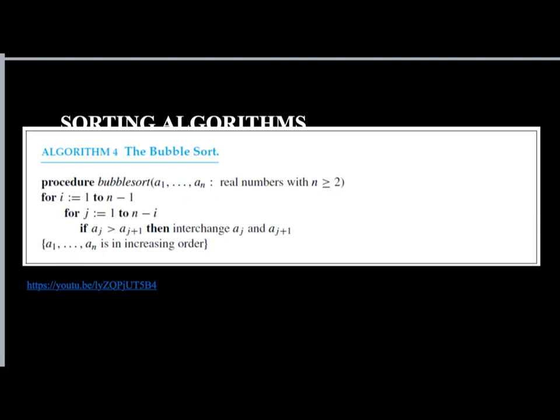I'm also going to define a second loop construction with for j equal to 1 to n minus i. So for every value of i, there's going to be a value of j assigned. And if a sub j is bigger than a sub j plus 1, then I swap them out. And that's all the algorithm does. It just swaps them out. So let's see how this works.